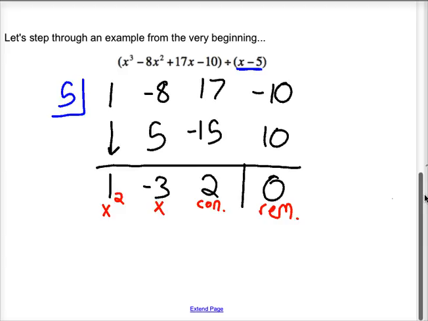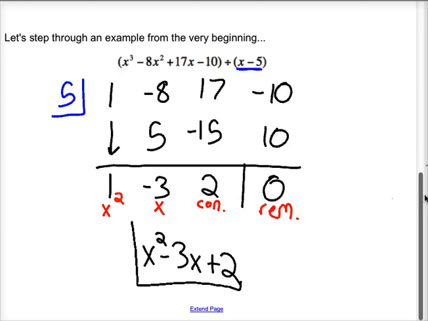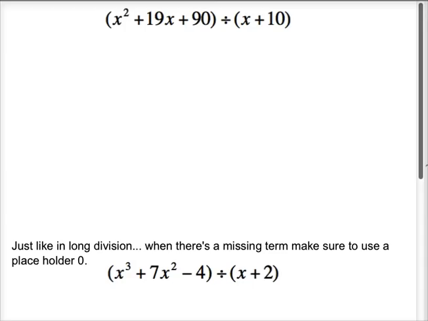So now I want to answer back in the form of a polynomial. So I would write this out as 1x squared minus 3x plus 2, and there's no remainder. So you always want to make sure that you put it back in polynomial form, okay? Don't leave it in that chart. Actually answer as a polynomial.